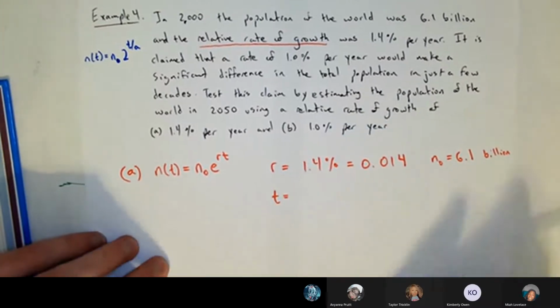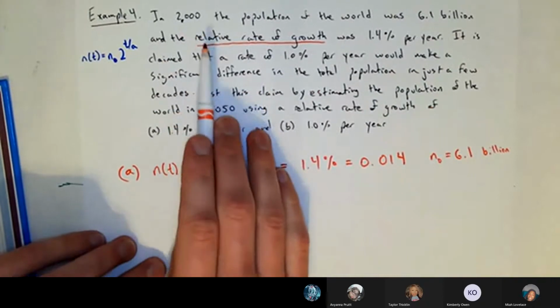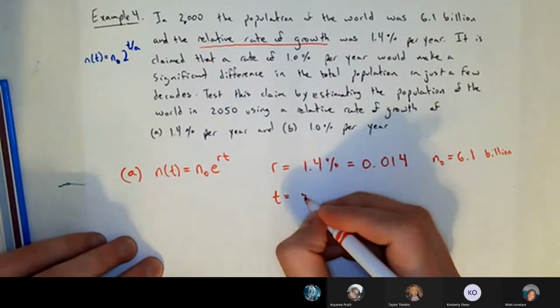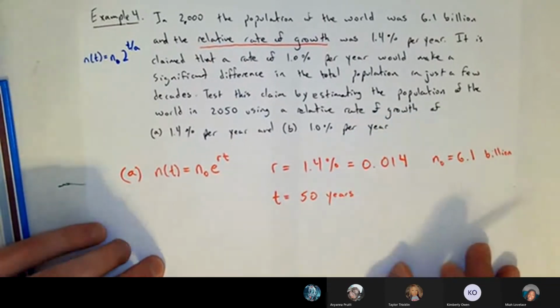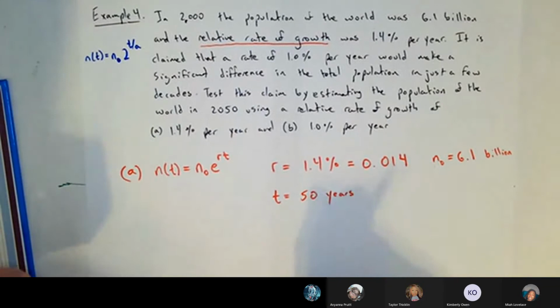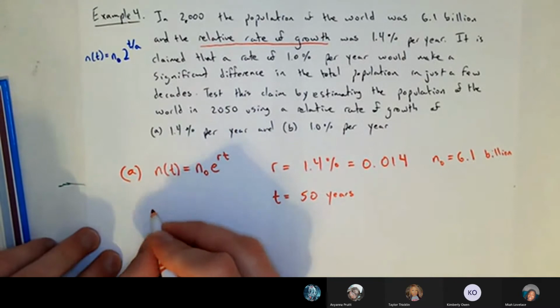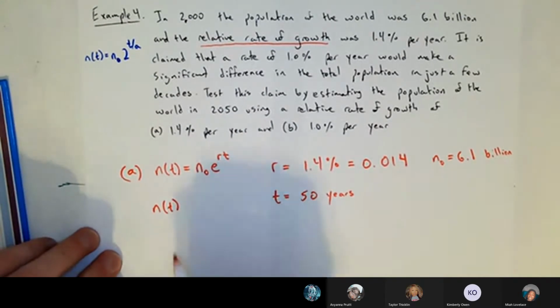Well, they gave us the initial population at the year 2000, and they want us to measure it at 2050, so that's 50 years. That's the time difference that we're talking about here. So this is what's going to get plugged into the model, but first I need to build the model by plugging in that R and that N naught value.